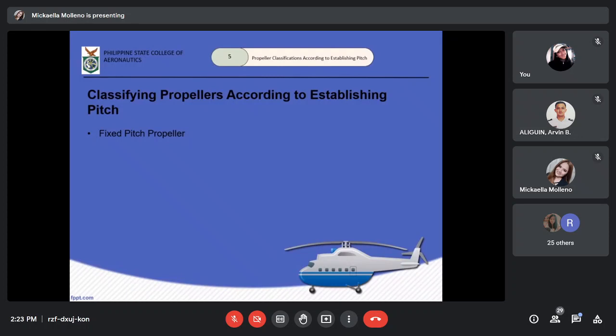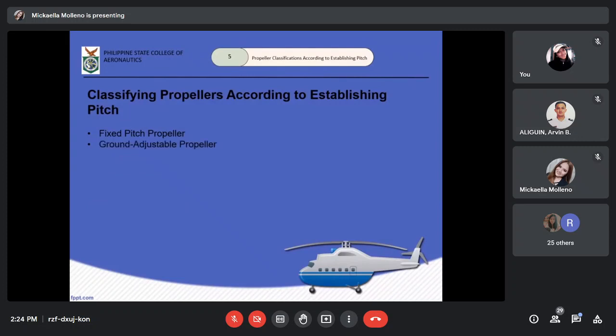Pero, since I believe mas madami disadvantage nito, titignan natin yung major advantage niya. Which is dahil single piece lang siya, siyempre, hindi magiging complex yung manufacturing nun. So, anong magiging effect niya? Magiging mas mura siya. Fixed pitch propeller.